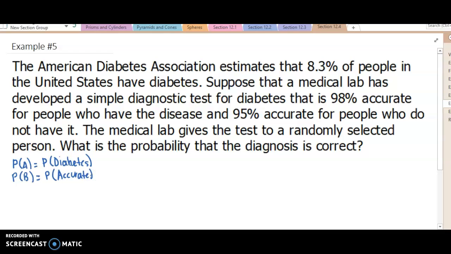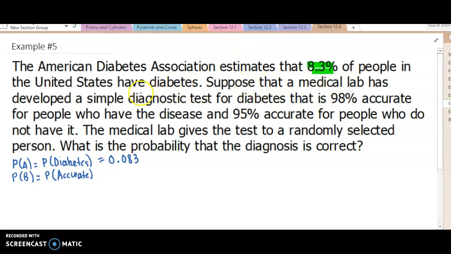Okay. All right. So let's go back and reread this. We estimate that 8.3% of the people in the United States have diabetes. So the probability that you have diabetes is 0.083.